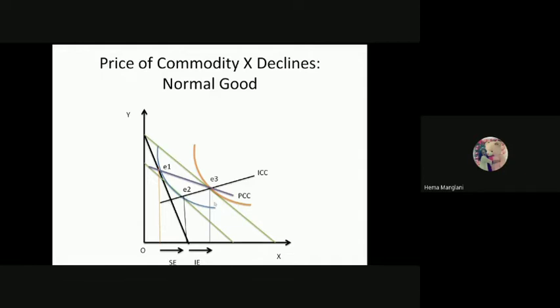That's why the consumer would shift from a blue indifference curve to an orange indifference curve. That is a higher shift from E2 to E3. So the consumer would arrive here. This is your income consumption curve, and this purple one indicates the price consumption curve. So that is for the normal goods analysis. Is that clear to you now?